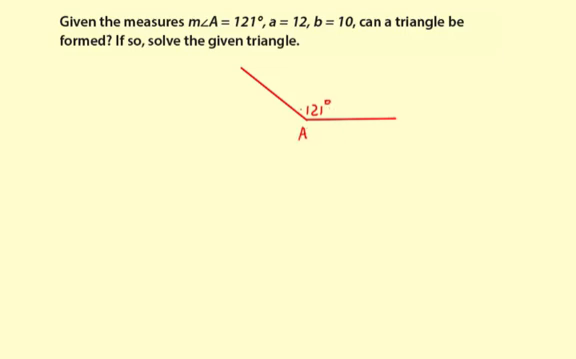And A will be right here, so this is the measure of angle A. Now this over here is going to be side b, which is 10. Which means over here somewhere would be point B. And side a, which is opposite from this 121 degrees, is going to be 12. So let's say that is 12.